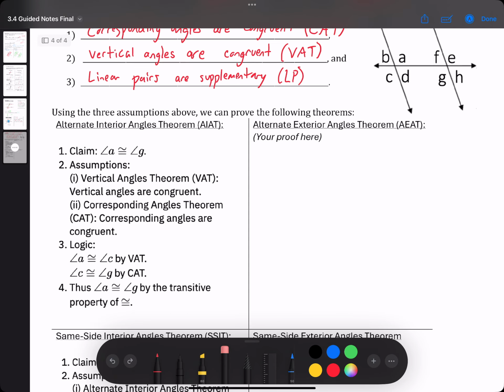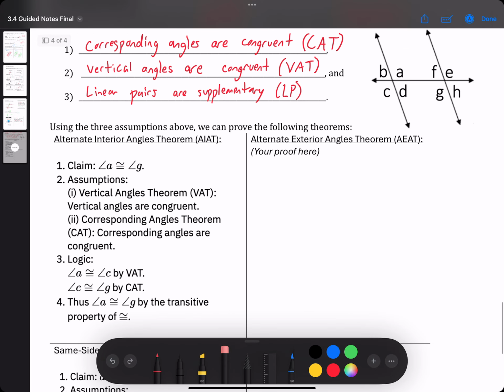So what is our claim here? We start off with what are we trying to prove? We're trying to prove that angle A is congruent to angle G. A is congruent to G. We're trying to prove that this is congruent to this. What are we assuming? We're going to assume the vertical angles theorem and the corresponding angles theorem. These are our two assumptions from up here.